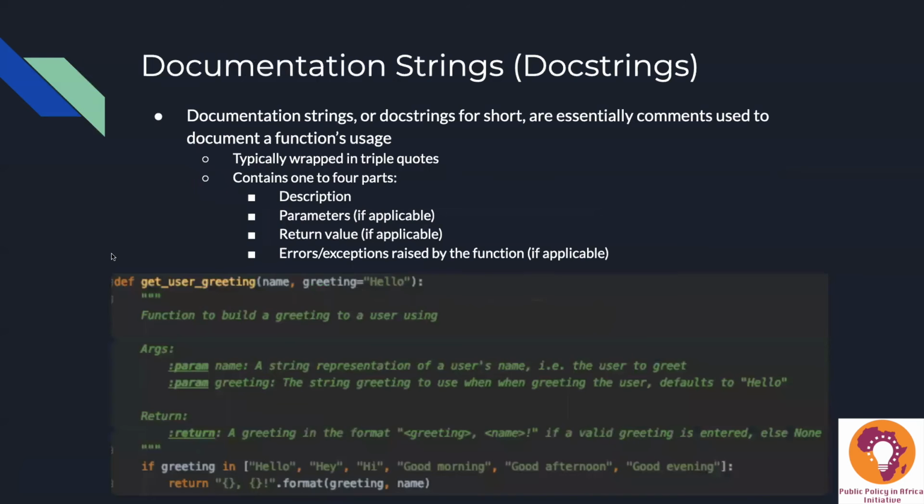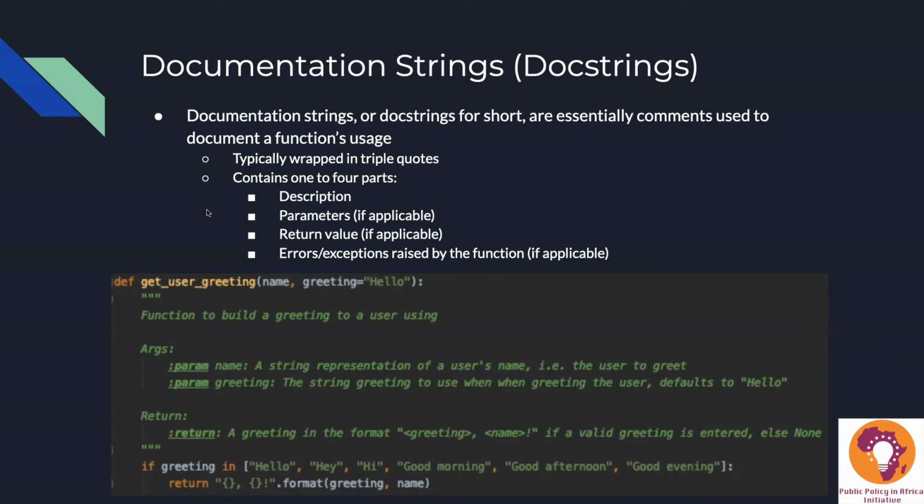All right, cool. So now documentation strings, or docstrings. Documentation strings, or docstrings for short, are essentially comments used to document a function's usage. Typically they're wrapped in triple quotes. Here I've done triple double quotes. You could also do triple single quotes. It's totally up to you, but typically it's going to be in triple quotes.